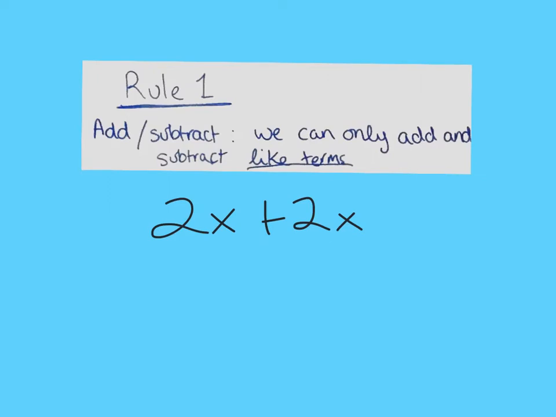First rule of algebra that we're going to learn is to add and subtract. When we add and subtract, we only add and subtract like terms. Let's take, for example, 2x plus 2x. These are like terms because both of them have an x in them. When we want to add algebraic terms, we take the coefficient in front of the x and add those two together.